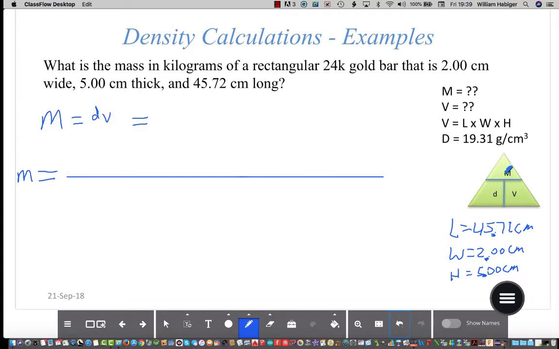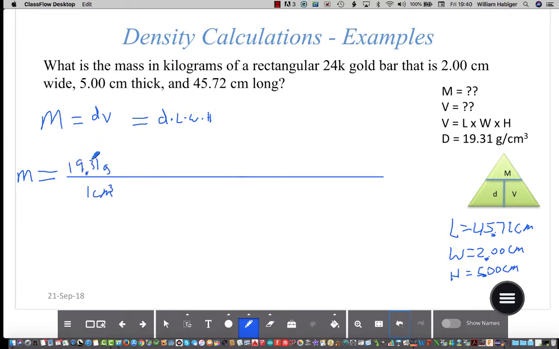And we can also get it from our formula triangle by covering up mass, and we're left with D times V. But since they don't give us the volume, but they give us length, width, and height, we have to use our volume formula, and we're going to substitute length times width times height for the volume in our density formula. And so that's going to be our modified formula: density times length times width times height. So then we're going to plug in our numbers.